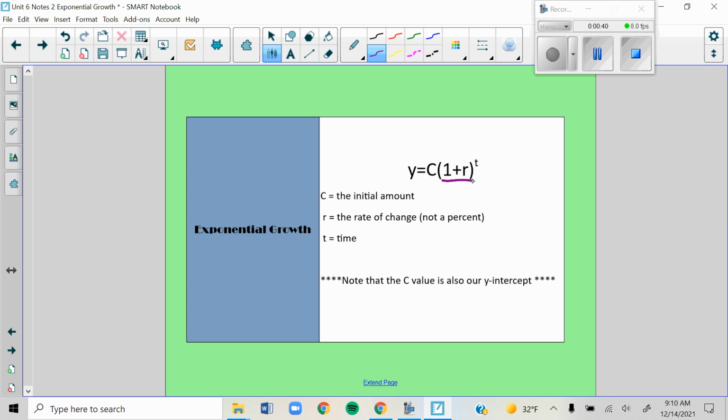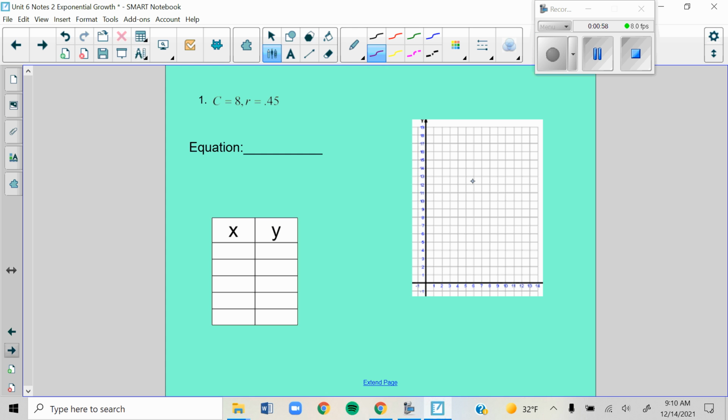C is our initial amount, the amount we start with. R is rate of change, but not as a percent. So remember, if it gives it to you as a percent, we're going to move the decimal point 2 to the left. T is time. And also, we're not adding or subtracting anything in these examples, so C is also our y-intercept.